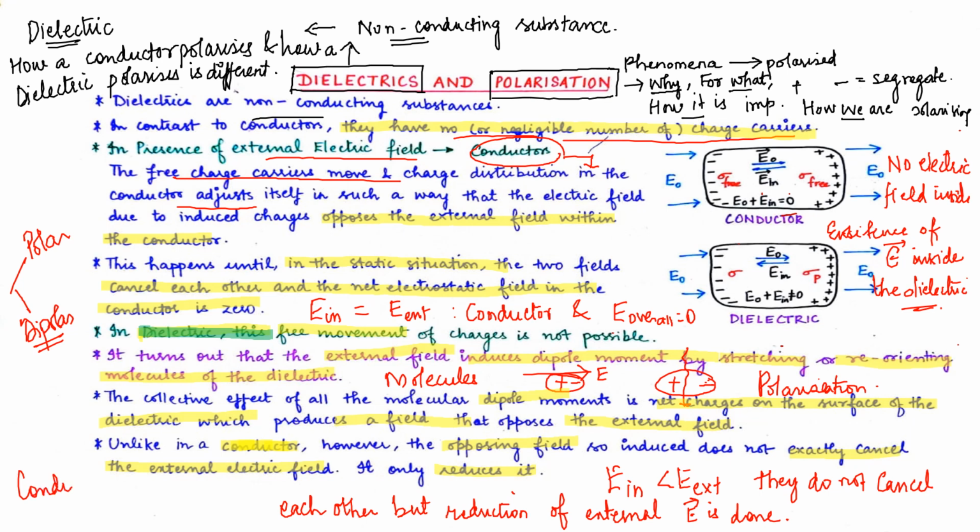Electric field inside the conductor is 0. E inside equals 0. But in this case, E inside is not 0. So this is the justification why conductors do not have electric field inside them but on surfaces, and this is again a justification for how these dielectrics are more important and useful in this case than the conductor.